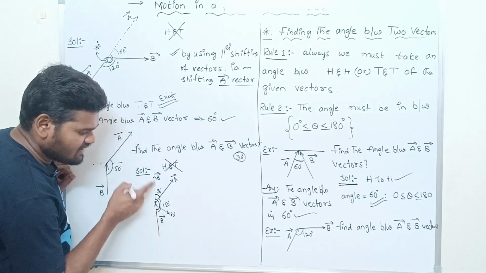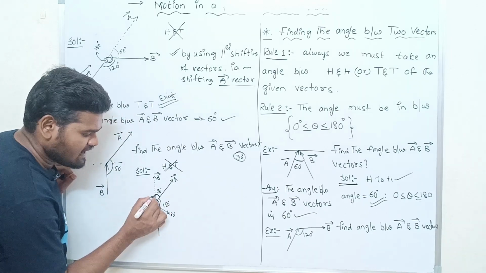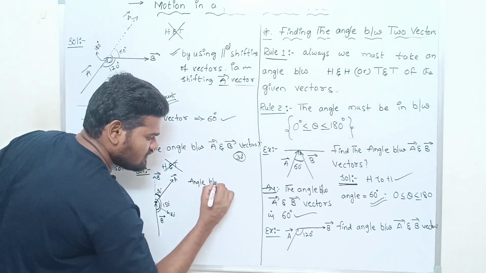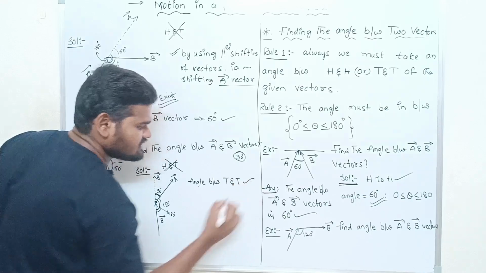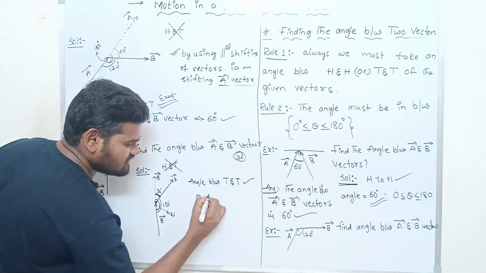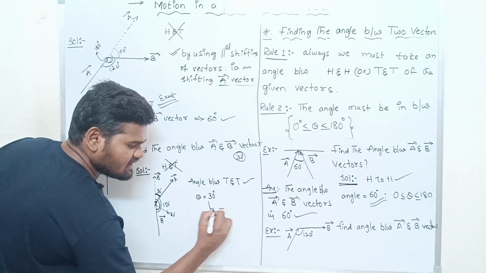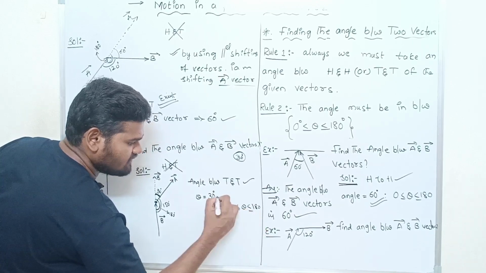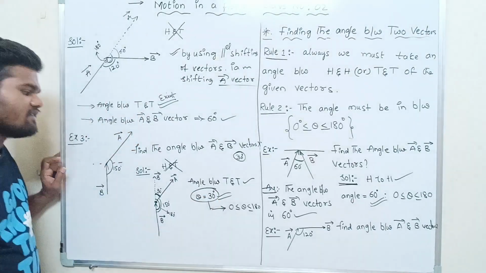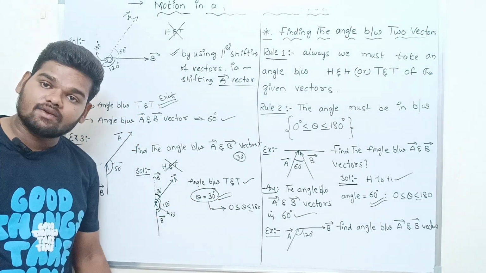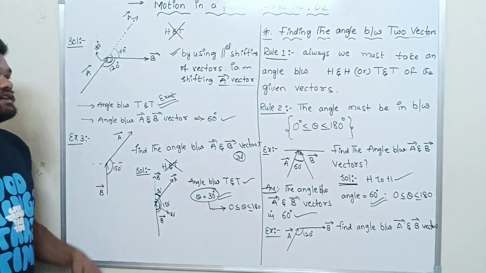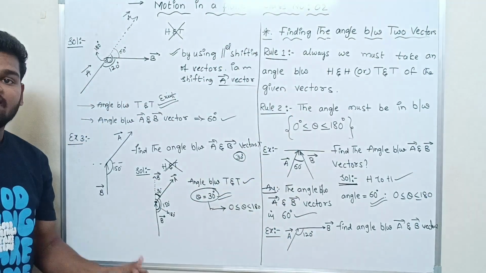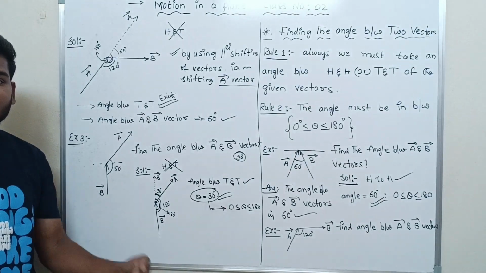This is the tail of the b bar vector and this is the tail of the a bar vector. Now the angle between tail and tail exists, and the angle is how much? Theta is equal to 30 degrees. Now, this 30 degrees lies between 0 and 180 degrees. Therefore, the angle between a bar and b bar vector is 30 degrees. Are you getting it? Any doubts? Okay. So pause the video and write this part. I'm going to rub this part. 3, 2, 1, go.